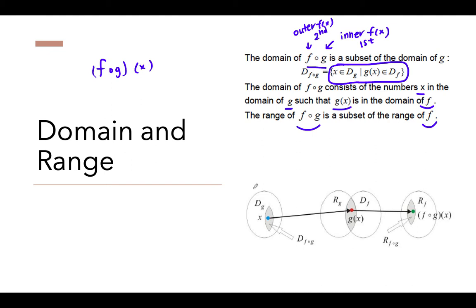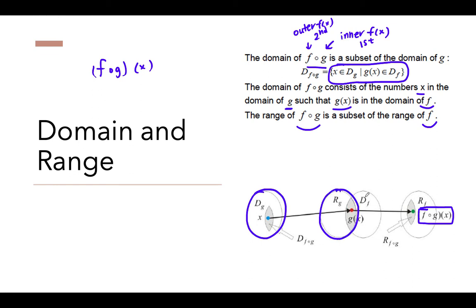This diagram will give a little more clarity. Let's say this is my composite function. This is the domain of function g, my inner function, and this will be going into my function f over here.